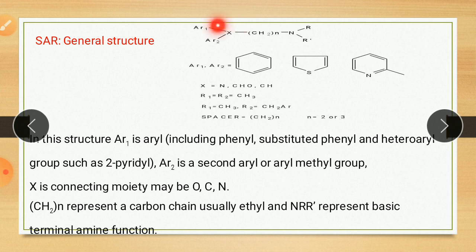Now X, that is the connecting moiety, may be oxygen, carbon, or nitrogen. Then CH2 is called the spacer or ethylene bridge. So CH2CH2 represents the carbon chain, usually ethyl. Then NRR' represents the basic terminal amine function. So this is the general structure of antihistamine. Now let us discuss one by one.